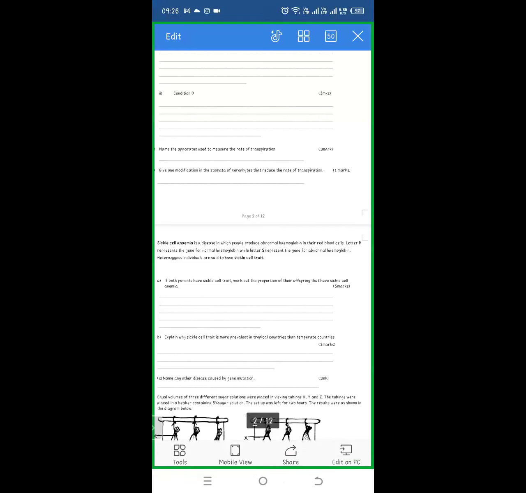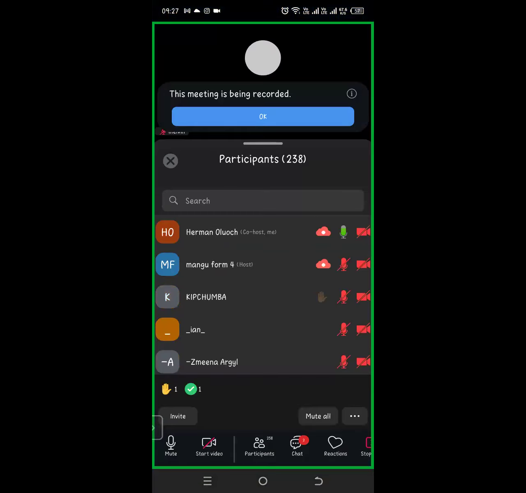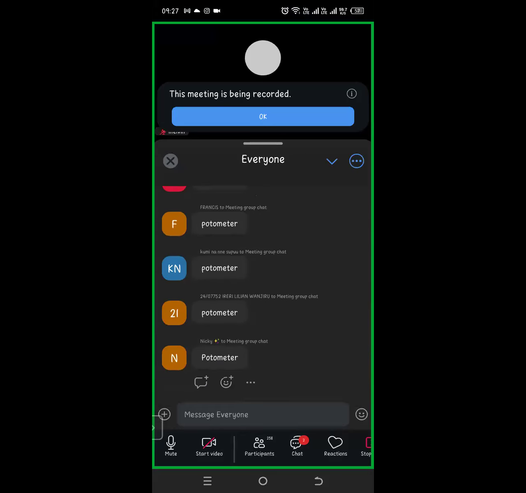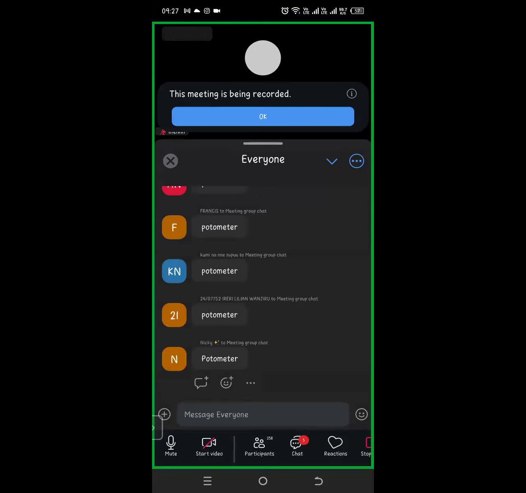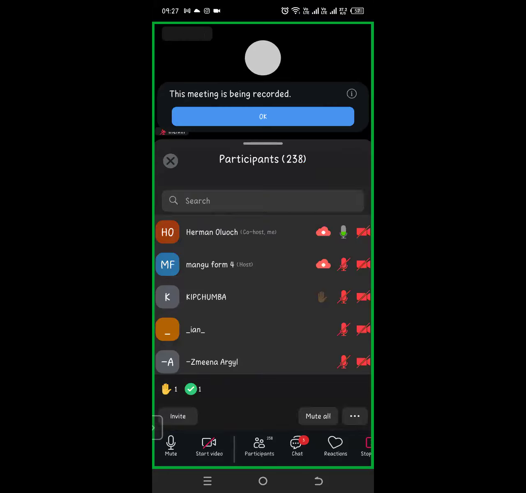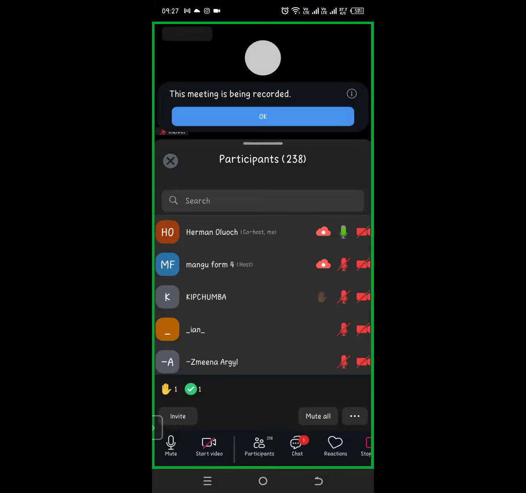So what is the proportion? Can we have responses? I see some people have done it already. Yes, let me see from our chat. I don't see anything from our chat, but I can see Kipchumba has raised up his hand. Please unmute and speak.